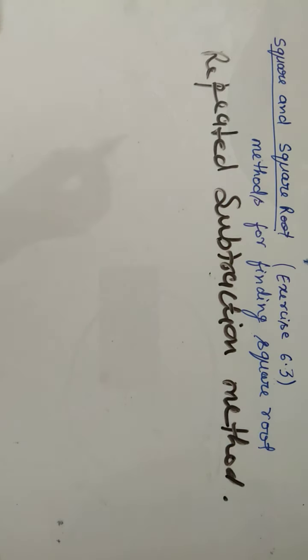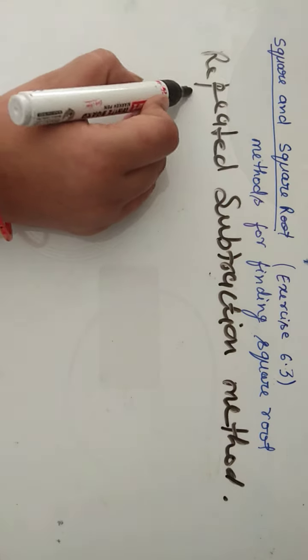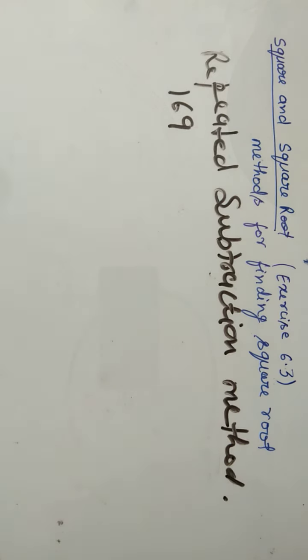For example, we have a number 169 and we have to find its square root by the repeated subtraction method. For finding the square root by repeated subtraction, we will subtract the odd numbers starting from 1. We will continue subtracting the odd numbers until we reach 0. So just see how to find it out.